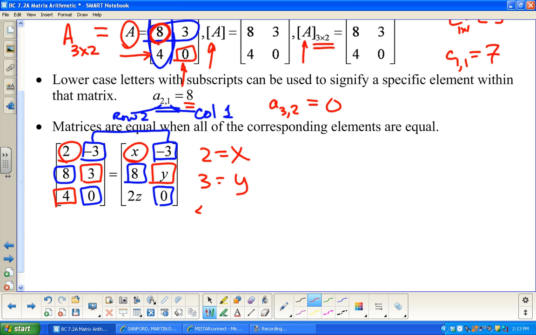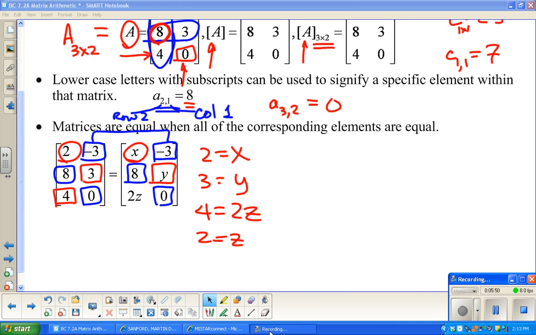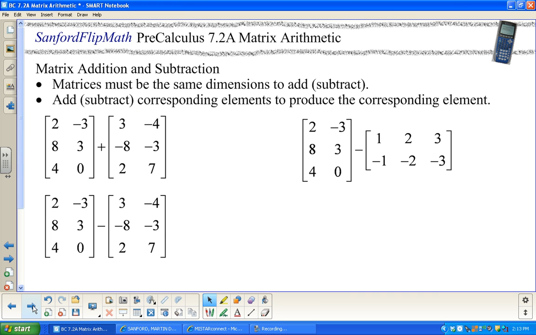And 4 has to equal 2z, so z must be 2. Okay, so that's basic terminology. We're going to do just a little bit of arithmetic with these, just so we can see what's going on. And we're going to talk about addition and subtraction and scalar multiplication and a little combination of all of that.